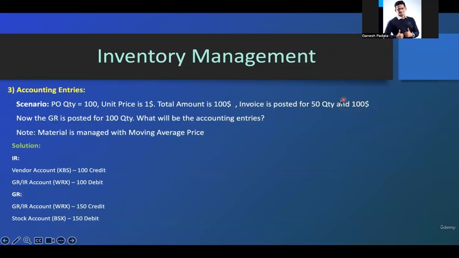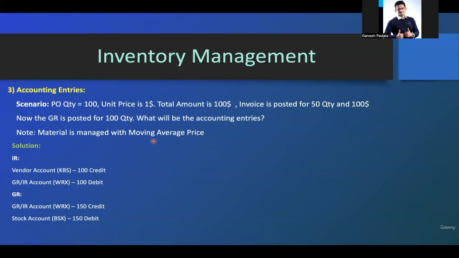It has taken $100 from there, $50, so total 150. So the GRIR will be 150 credit. It doesn't focus on the nullifying that one. So 150 credit and stock account 150 debit. So the GRIR balance as 50 credit will be hanging in the system until you fix the issue.